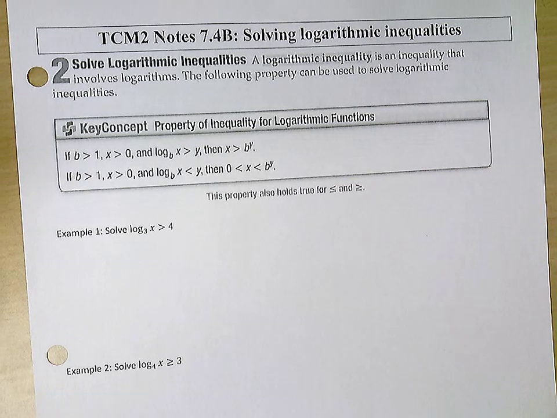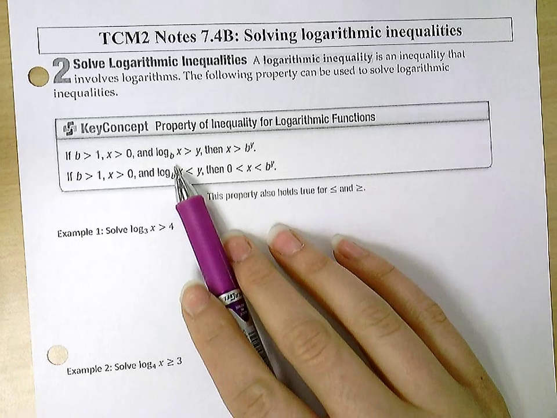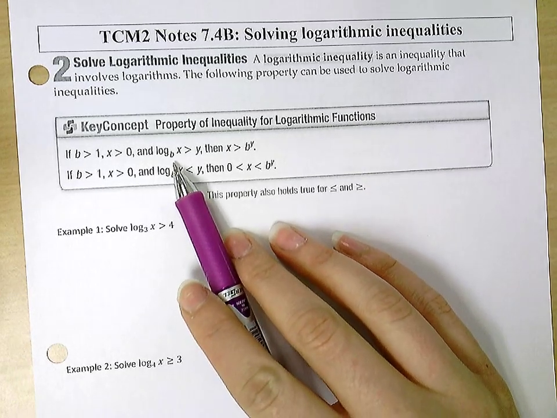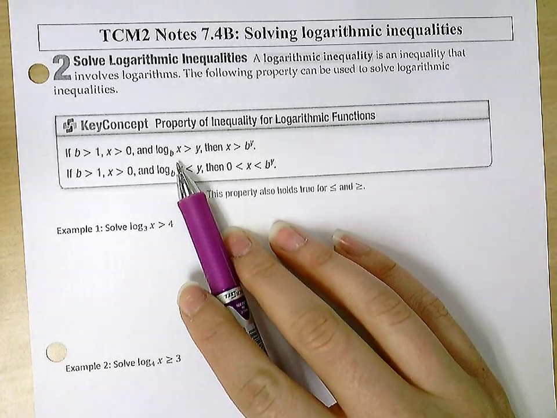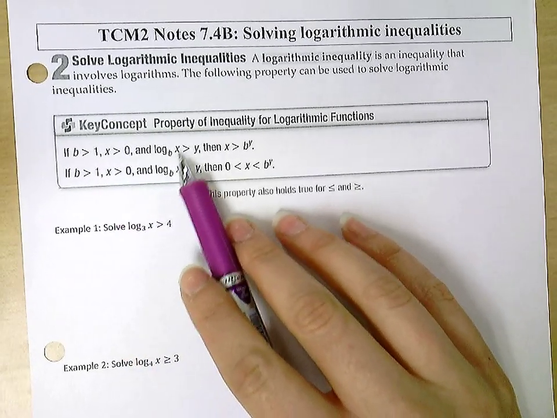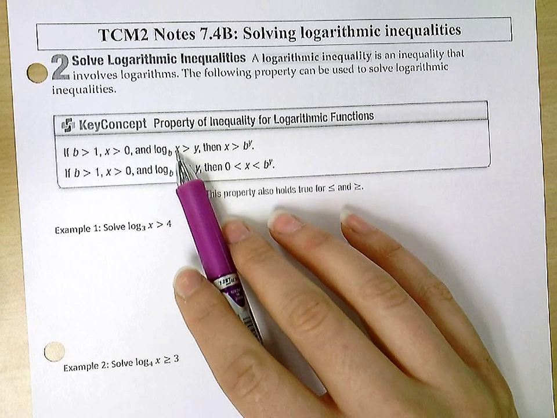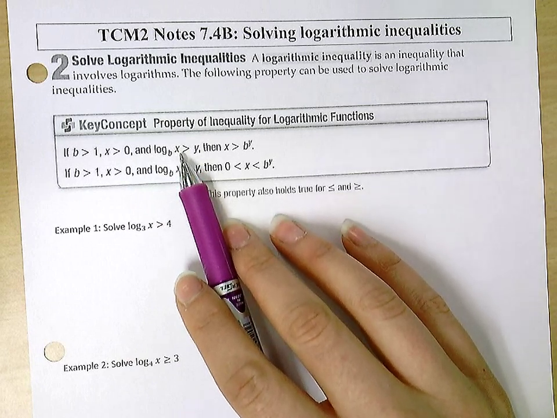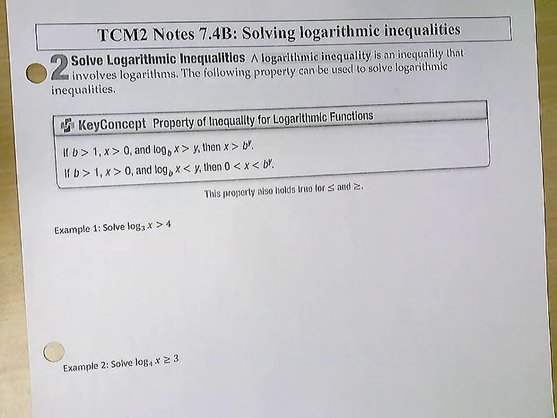We do have to be careful with our domain in these types of problems. Our b value, that's our base right here, has to be greater than 1. It can't be negative. It can't be a fraction. Your x value here has to be greater than 0, so it can't be negative and it can't be 0. So we do have to be careful as we solve these problems.